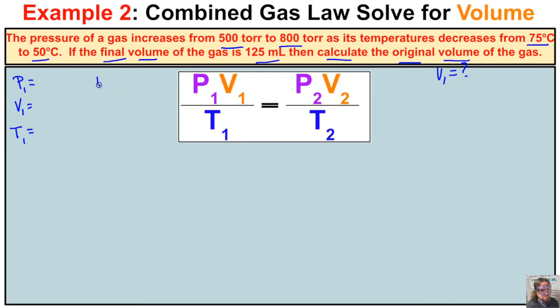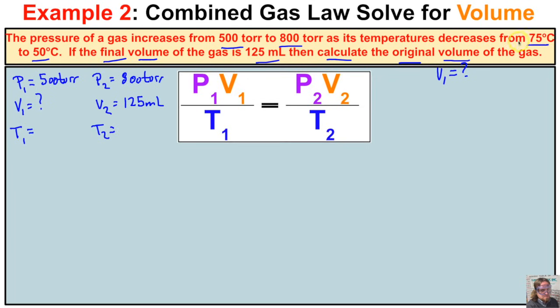Let's figure out what P2 is, what V2 is, and what T2 is. And then we can plug it into our formula. So the pressure is going from this to this. Here is our P1, 500 torrs. P2 is going to be 800 torrs. We're asked to find the original volume, so that's what we're trying to find. The final volume, it tells us, is 125 milliliters.